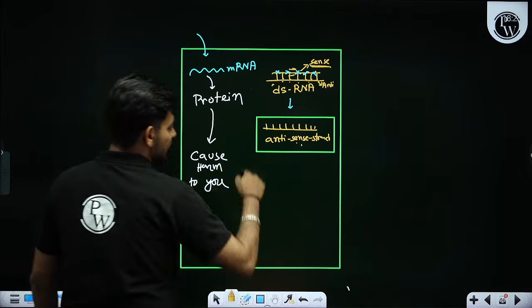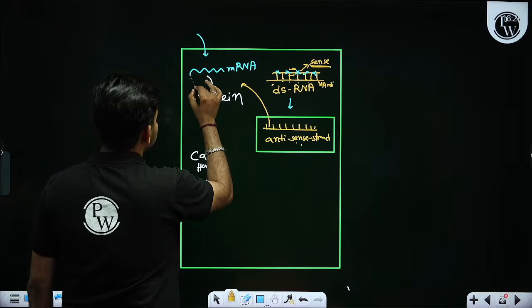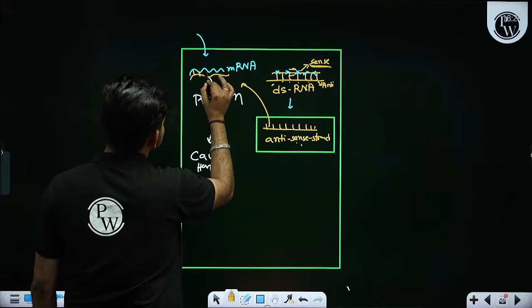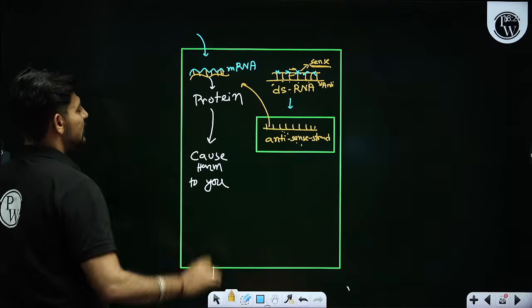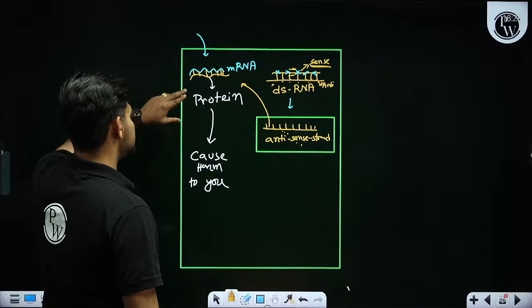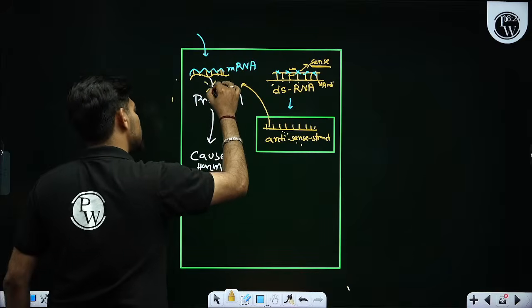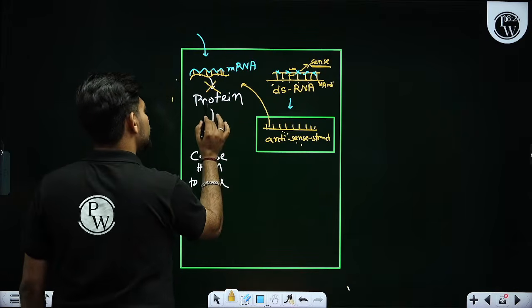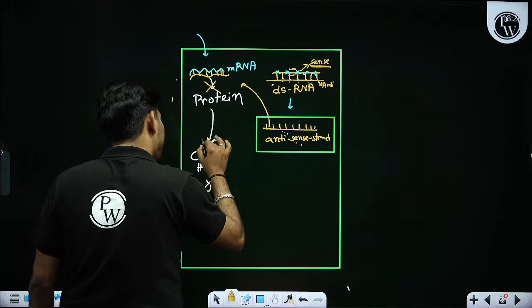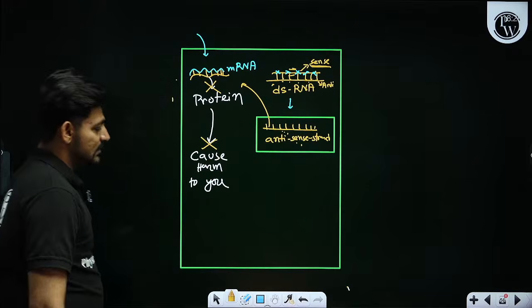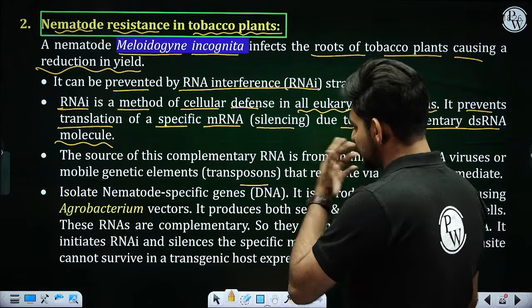Now, what is the function of this antisense strand? This antisense strand will go and bind with the mRNA of the pathogen, and once the antisense strand binds with the mRNA, the protein synthesis process will be blocked. If there is no pathogenic protein formation, there is no harm caused to the cell or to the host organism. So that's why it's written here.